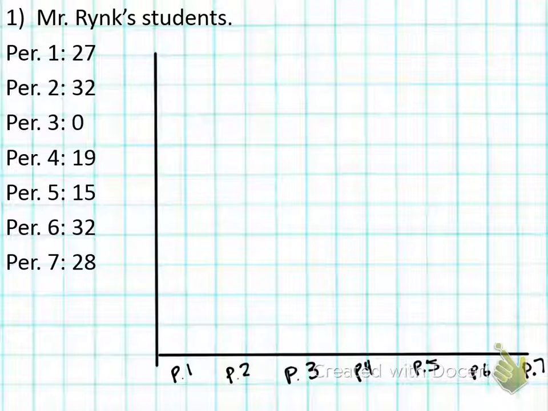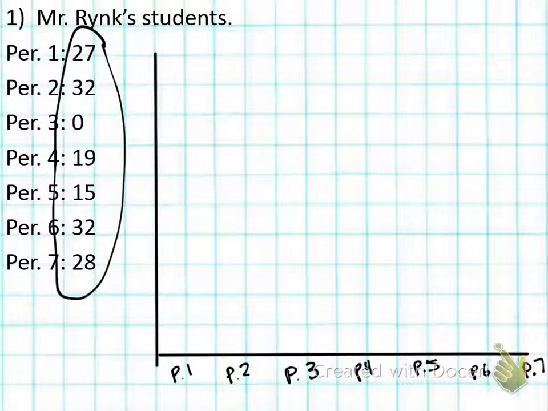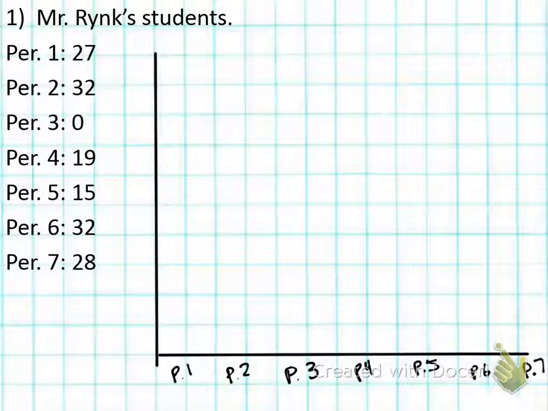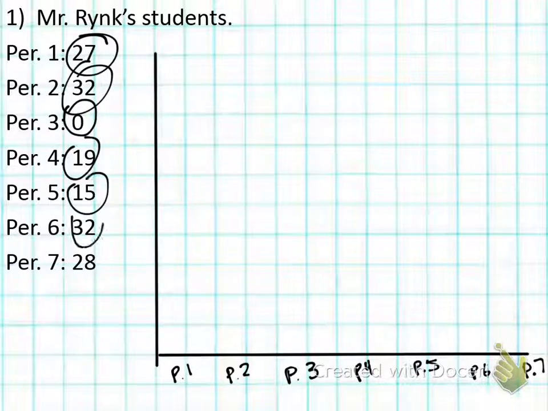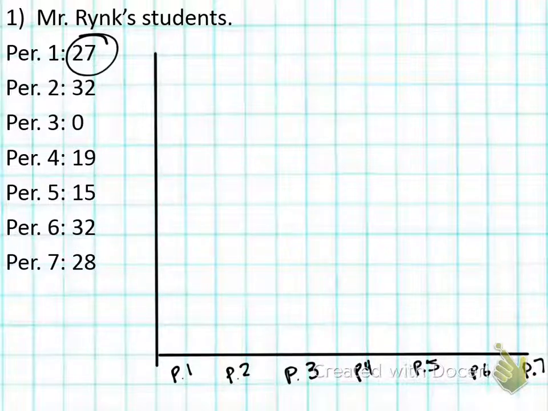Okay, the next thing we want to do is figure out what the lowest and highest amounts are. So I'm going to look at my populations, or the actual thing we're talking about, which is the number of students in each population. So we have 27, 32, 0, 19, 15, 32, and 28. So I have to ask myself, what's the lowest number? What's the lowest number up here, everyone? 0. What's the highest number? 32. So I could go from maybe 0 to 35.